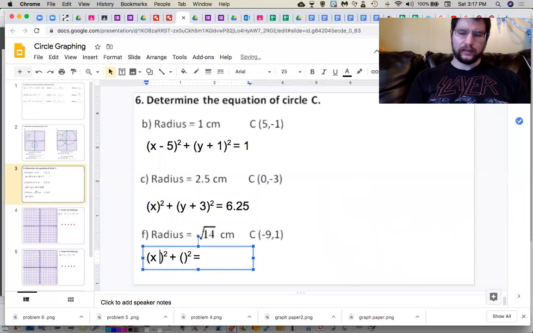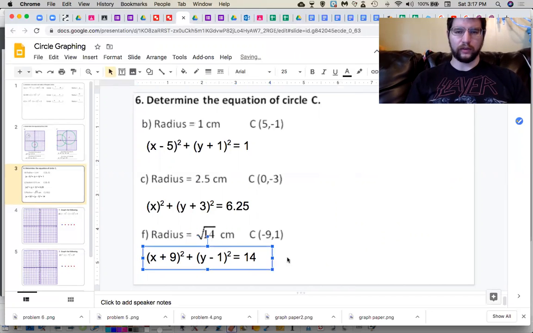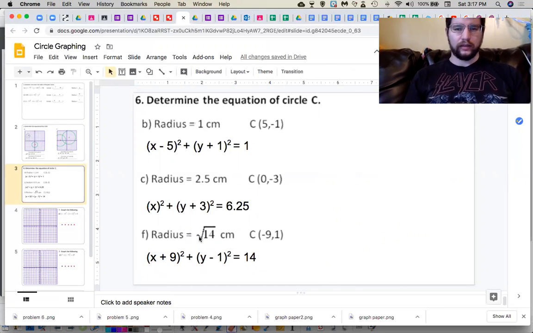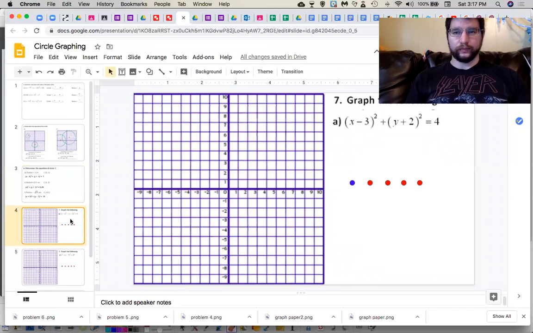All right, this is going to be x plus 9, y minus 1. Square root of 14 squared. Squaring a square root undoes it. That's just going to be 14. Oops, text box wasn't long enough. I'll make them longer for you guys. And that's it. That's all it is to those problems. If you take the square root of 14 on your calculator and square it, it'll give you 14 back. So nothing there.